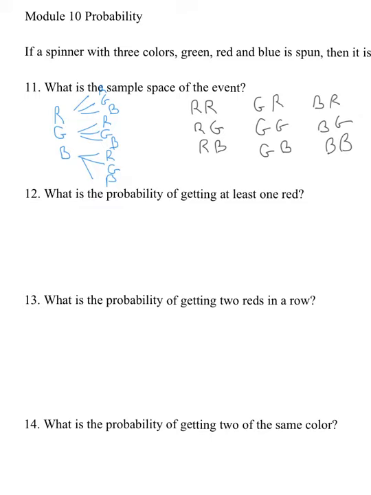Okay, in question 12 it says, what is the probability of me getting at least 1 red? So we know that there are only 9 possibilities, so my probability will be out of 9. So if I look up here, I'm thinking how many of these have at least 1 red? Well, this one does, this one does, this one does, this one does, and this one does. Each of those has at least one red. Now the first one has 2 reds, but that still counts for at least 1. So 5 out of the 9 outcomes contain at least 1 red, so the probability of getting at least 1 red is 5 out of 9.